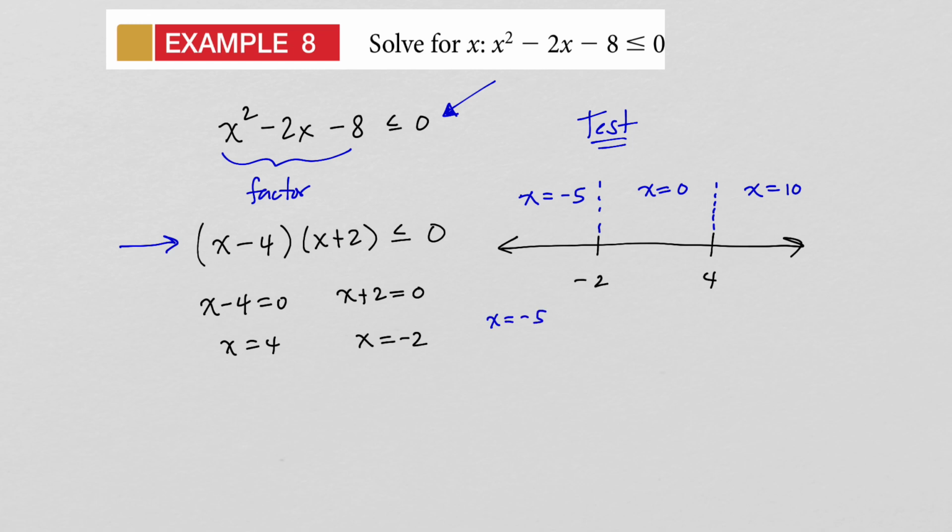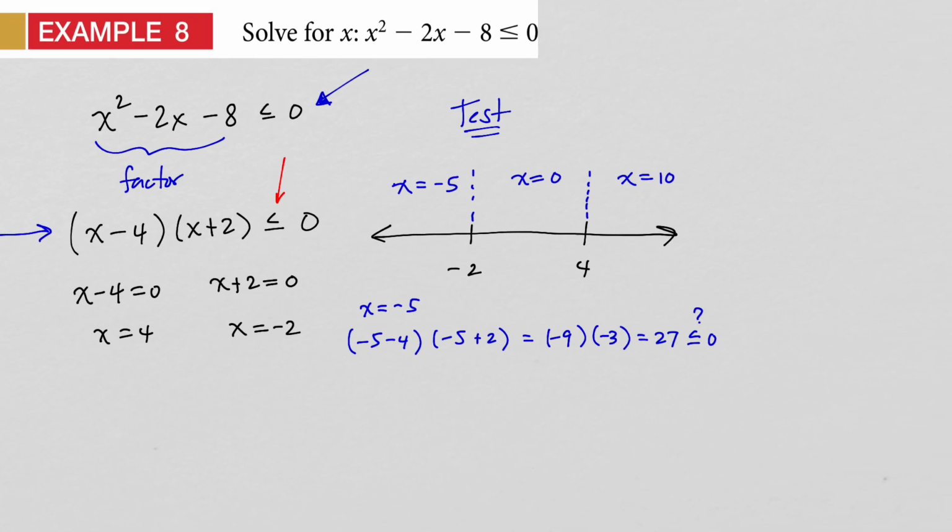So for example, when x is negative 5, we get negative 5 minus 4 times negative 5 plus 2, which is equal to negative 9 times negative 3, which is equal to 27. And now I just need to ask, is that less than or equal to 0? The answer here is clearly no, right? Because 27 is positive, so it is not less than 0. So the number negative 5 does not work. And that means that no number in this interval is going to be a solution.